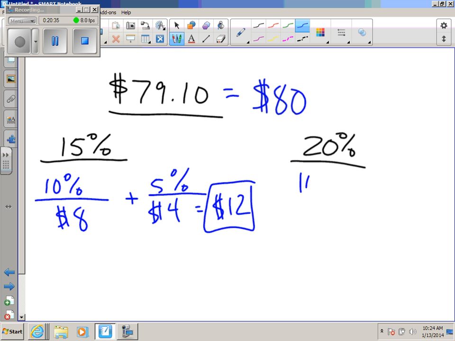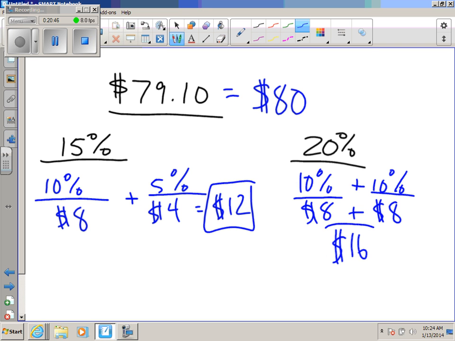Then for 20%, 10 plus 10 is going to be an 8 plus an 8, which equals 16. So the difference between the 15 and the 20 is a little bit more profound there, a good $4. So, good. Any questions?